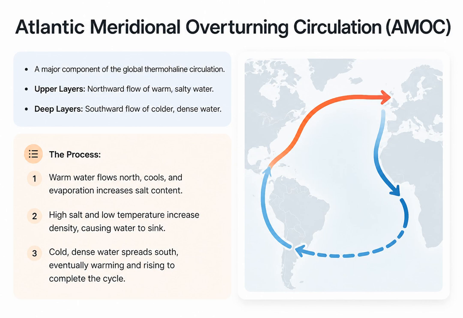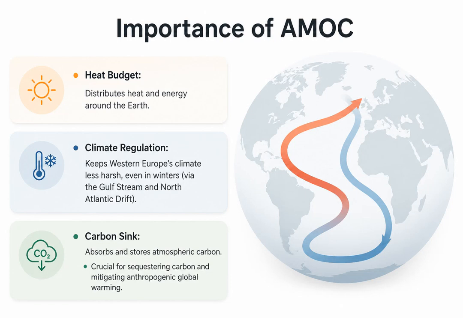Here is how the engine works. As warm water flows northwards in the Atlantic, it cools down. At the same time, evaporation increases its salt content. This combination of low temperature and high salt content drastically raises the density of the water, causing it to sink deep into the ocean near the poles. This cold, dense water then slowly spreads southward along the ocean floor. Eventually, it gets pulled back to the surface in other parts of the world, warms up again, and the circulation loop is complete.